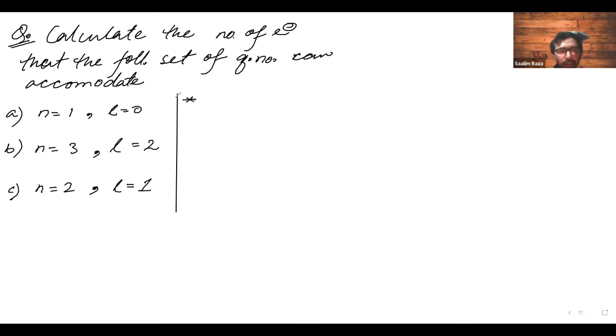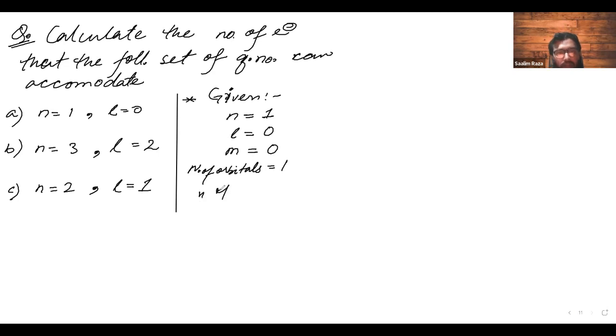First of all, I will write the givens. What are given? Given is, first of all, n equal to 1. Then I will check, do I have L? I will say yes, L is equal to 0. And what will be the m? M will also be equal to 0. So then I will write number of orbitals that is equal to the number of values in m. The number of values in m is 1. So number of electrons is equal to 2.